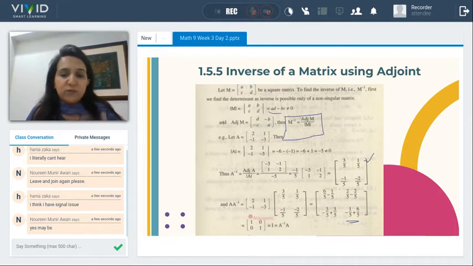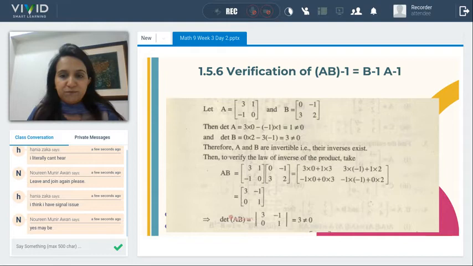अब answer is 1 0 0 1. This is identity matrix. इसका मतलब we have proved that A into A inverse is equal to identity matrix, and if we multiply A inverse into A, that would also be the identity matrix.